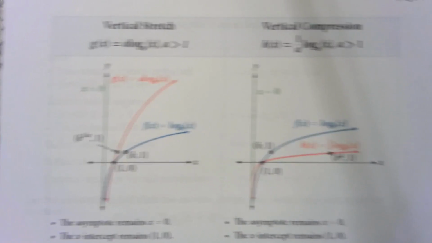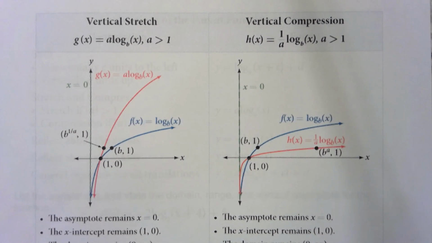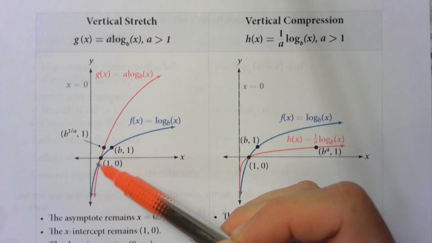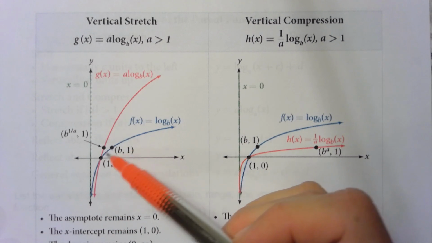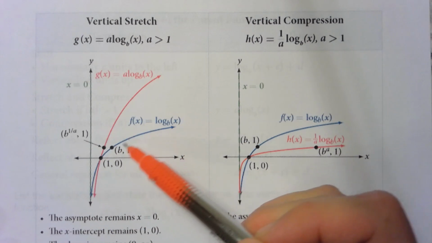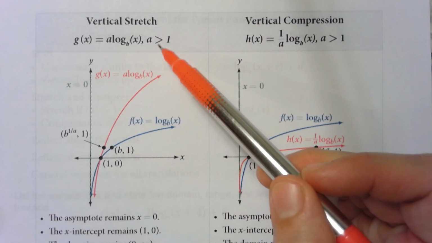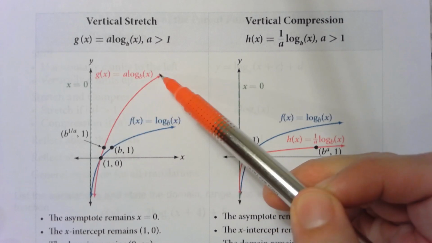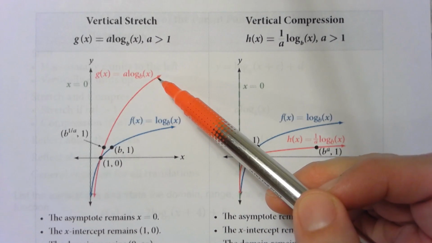We have a vertical stretch and a vertical compression just like before. It's the same thing. So look at the difference. This blue one represents our original parent function. If you have a number here that is greater than 1, it's going to stretch your function, so it's going to get tall and skinny. Exactly the same thing that we talked about before.